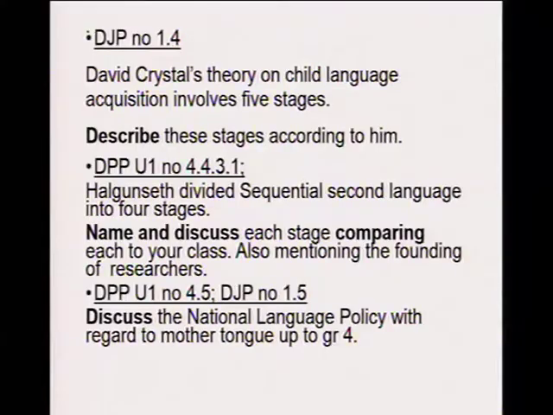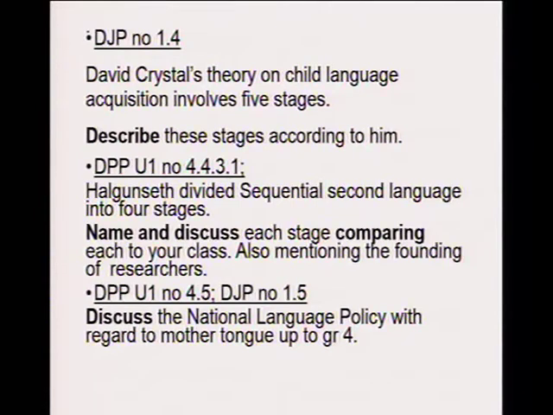DJP number 1.4, David Crystal's theory on child language acquisition involved 5 stages. Describe these stages according to him. Or I can ask you to discuss these stages. Or if I want it to be a level 3 question, I can ask you to discuss these critically. Then you will have to take the facts in the stages and divide them into a positive and a negative part.